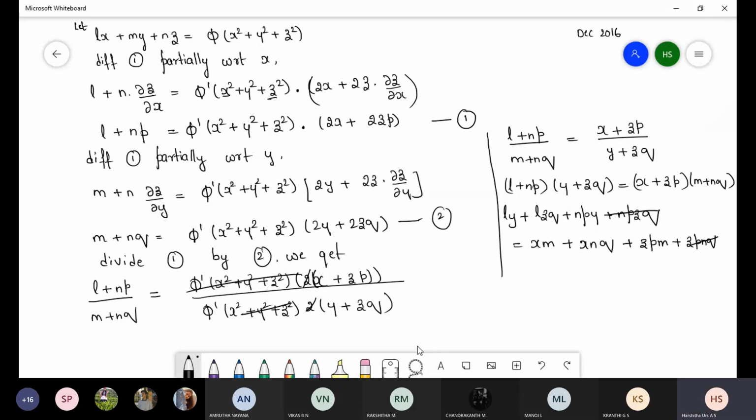Here, I shift this npy to the right side. So here I will write ly minus mx is equal to, I shift the two terms to the right side. In that I take p as a common, so I get m into z minus n into y, plus with these two I will take q as a common, so n into x minus l into z, is the required partial differential equation.